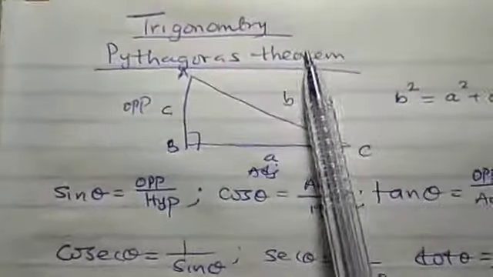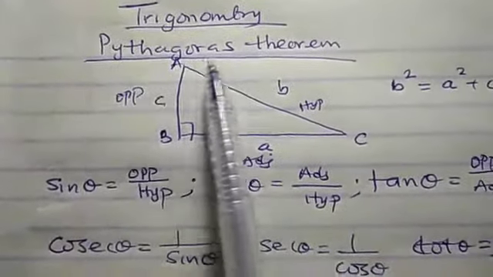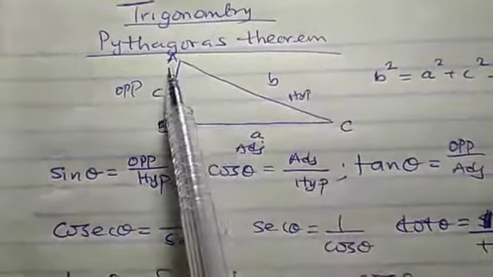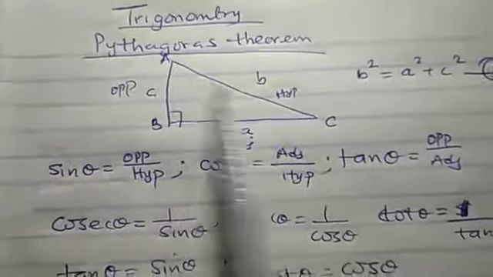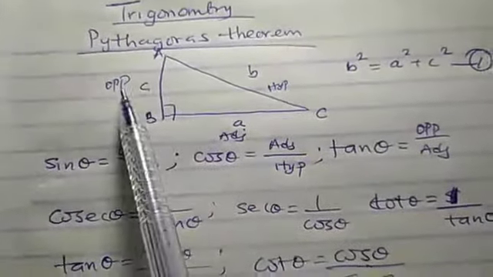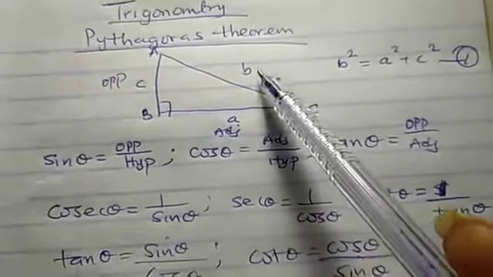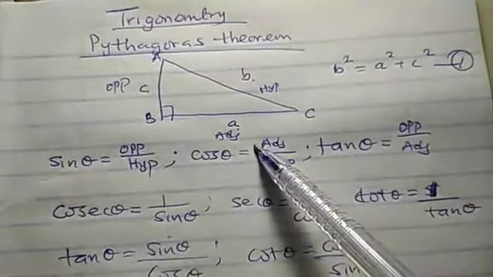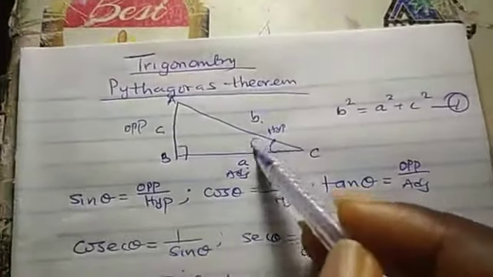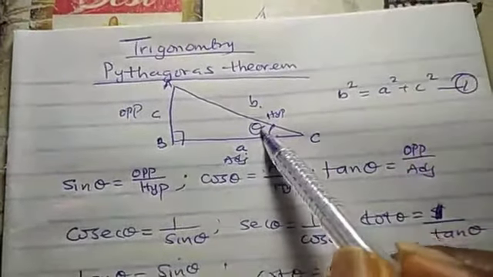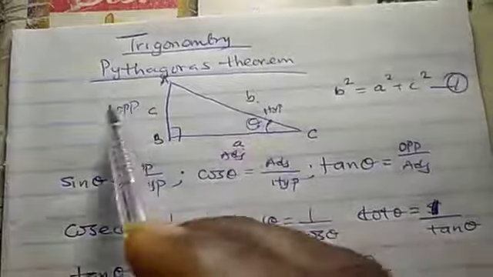So, trigonometry. Before that, we'll talk of Pythagoras theorem. In a right angle triangle, we talk about Pythagoras theorem. This is opposite. This is hypotenuse, while this is adjacent. So that will be opposite if this place is theta, if there's an angle theta here.